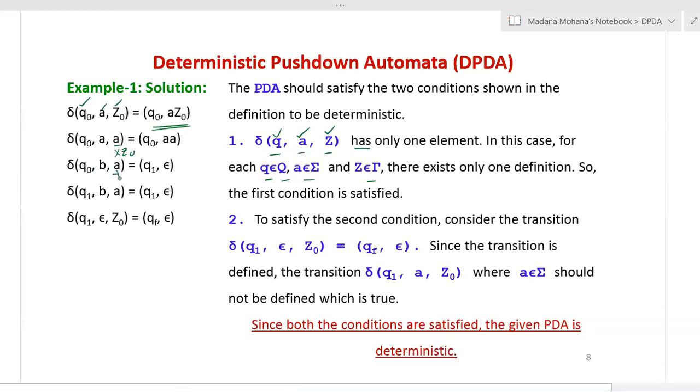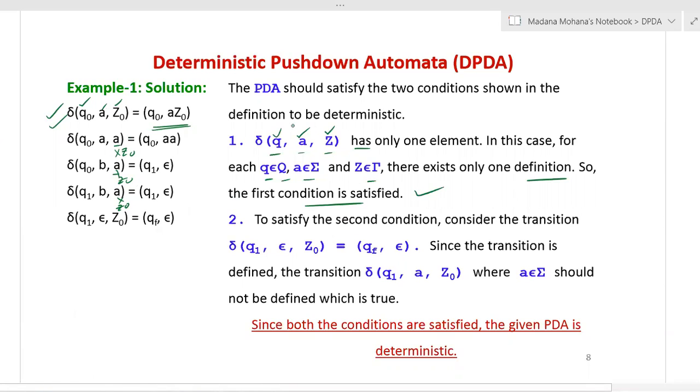Here also this is not equal to Z naught. So only with an input symbol, with the stack initial symbol, it has only one element. That is the first condition. So the first condition here is satisfied. Only in one transition the first condition is included. The remaining other transitions, the first condition is not applicable. So now there exists only one definition. So the first condition is satisfied here.